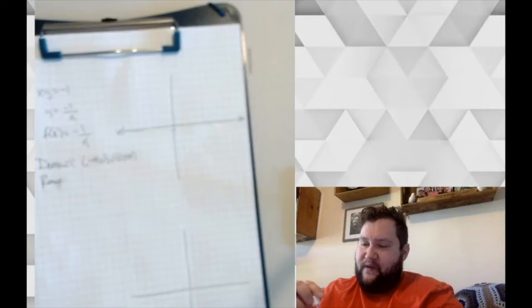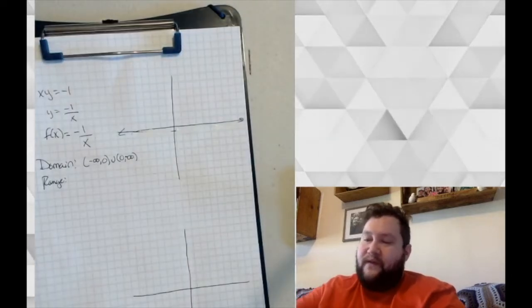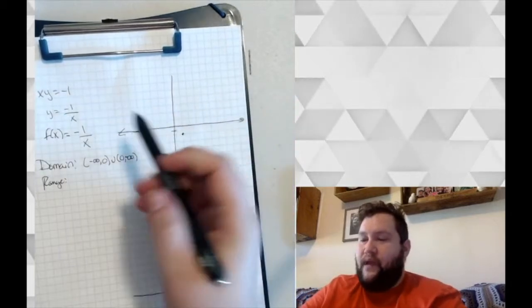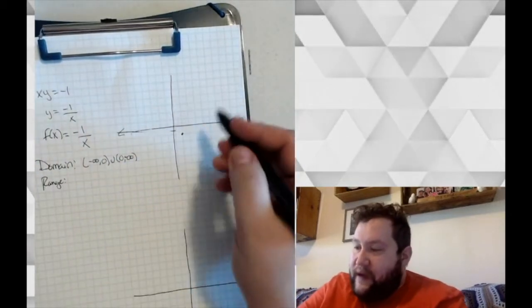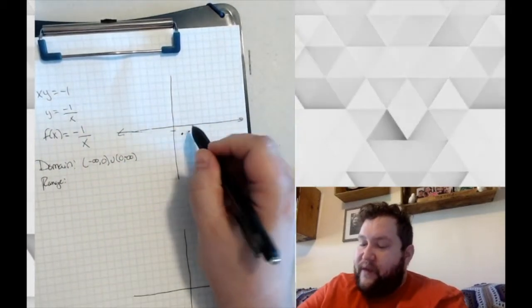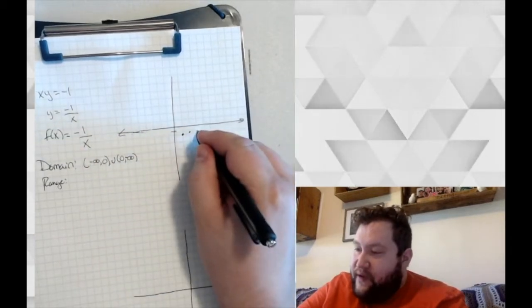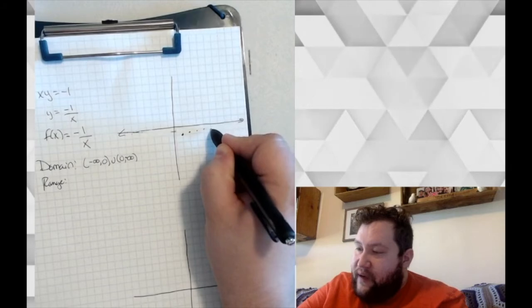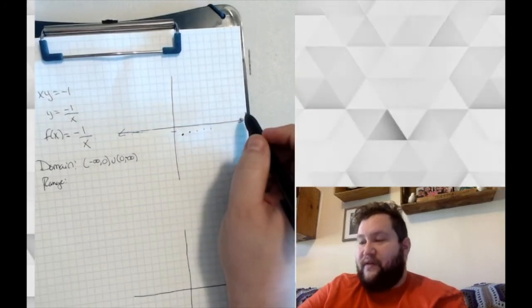There we go. That looks good enough. So at 1, we're at negative 1. At 2, we're at negative a half. At 3, negative a third, negative a fourth, negative a fifth. We're getting closer and closer to 0.